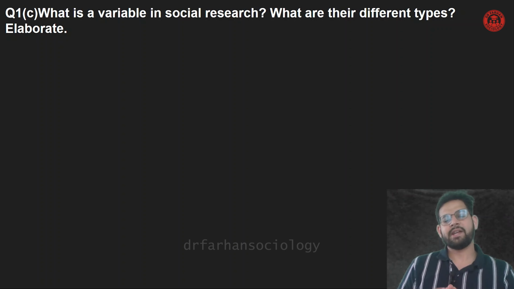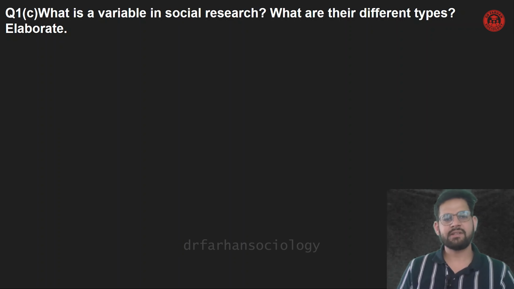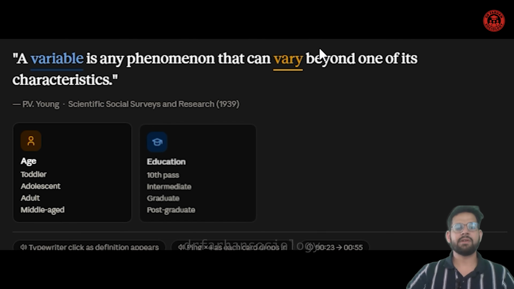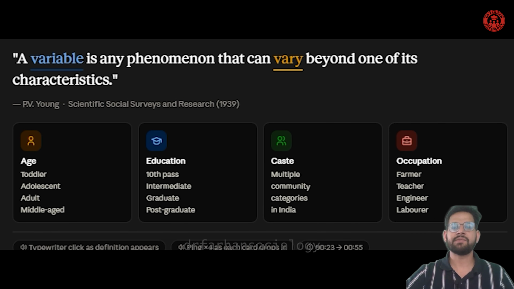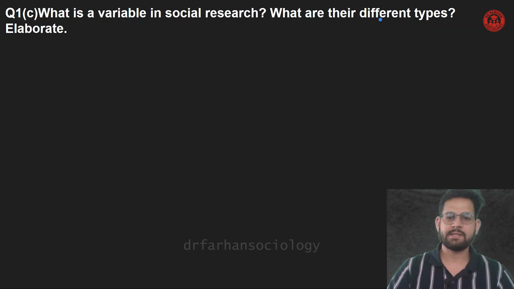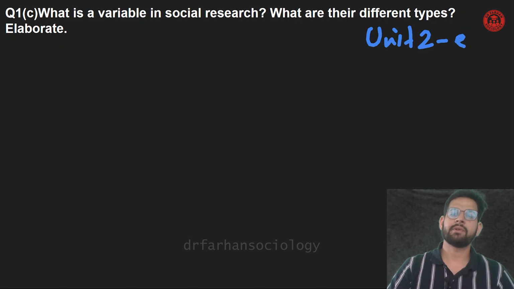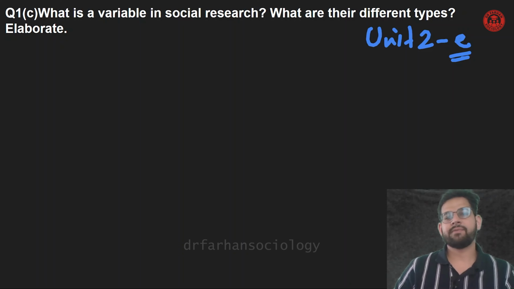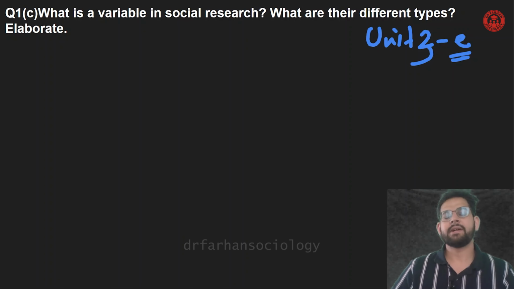Whenever we are looking at any kind of social fact or any characteristic, a variable is those phenomena which particularly change from one situation to another situation. From which part of the syllabus has this question been asked? It has been directly taken from our unit 2, talking about what are the different phenomena that are being conducted.